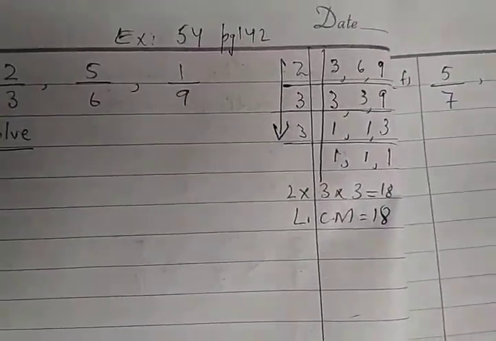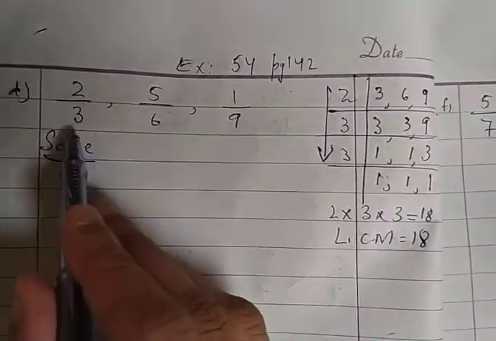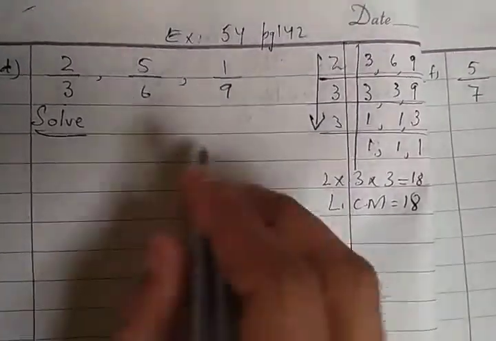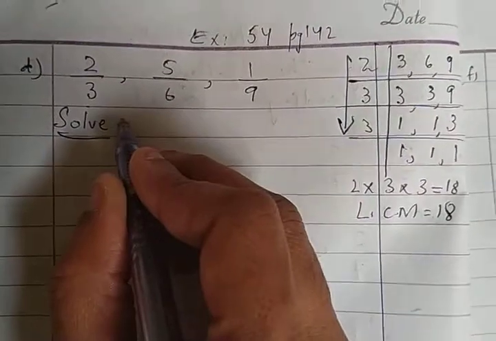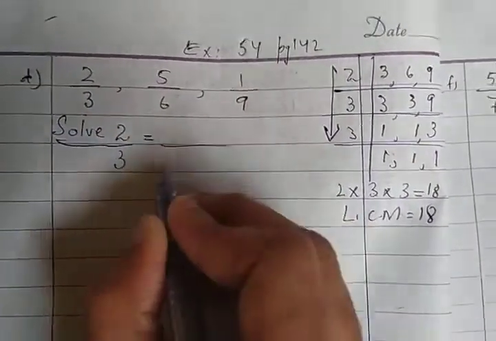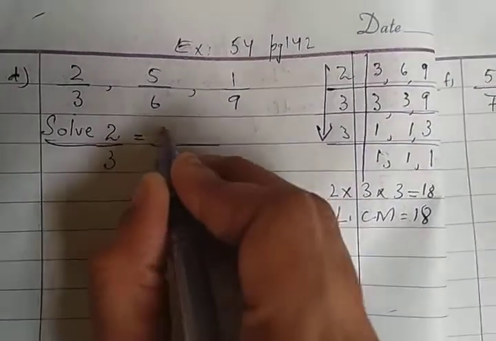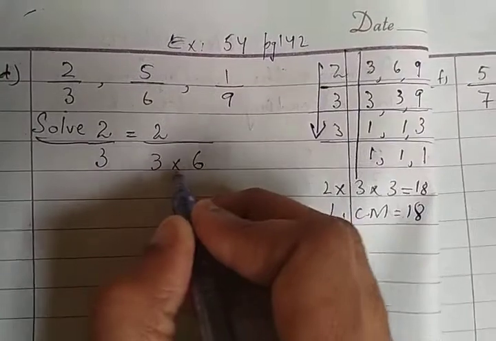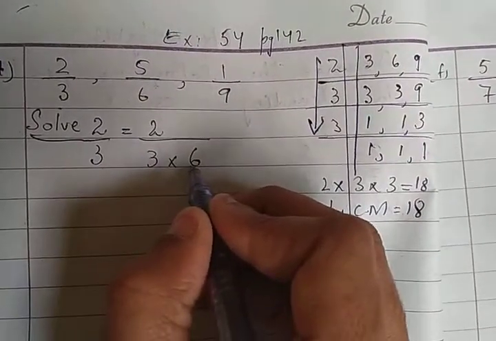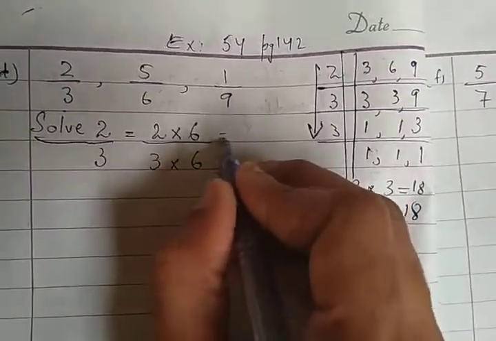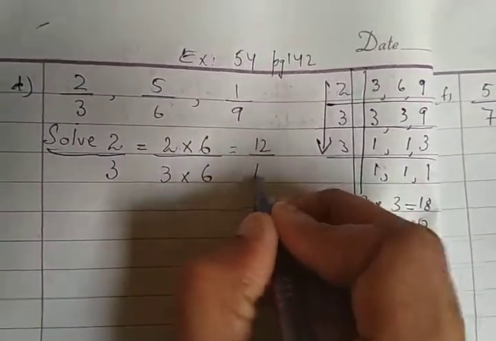LCM is 18 and you have to make 3 into 18, 6 into 18, 9 into 18. Okay, so let's move to the first part, 2/3. So 3 is multiplied by 6 to make 18. So 3 6s are 18. If the denominator is multiplied by 6, you have to multiply the numerator also by 6. Okay, so 2 6s are 12 and 3 6s are 18.